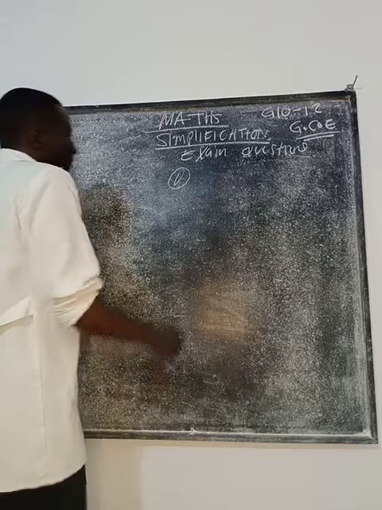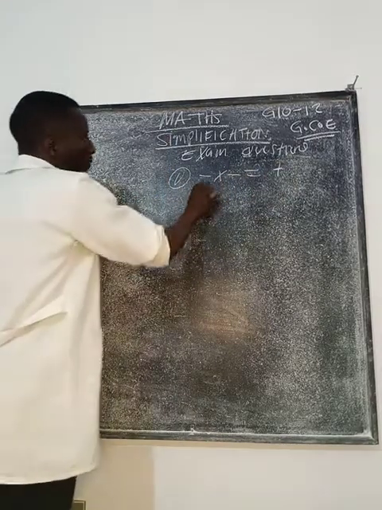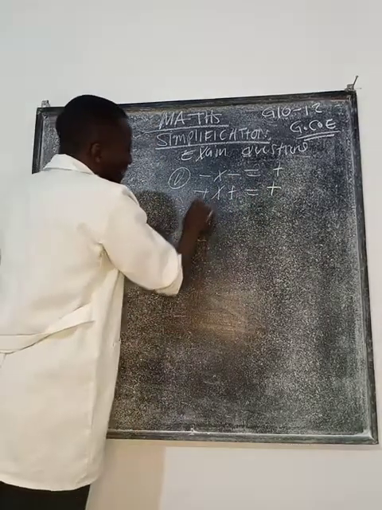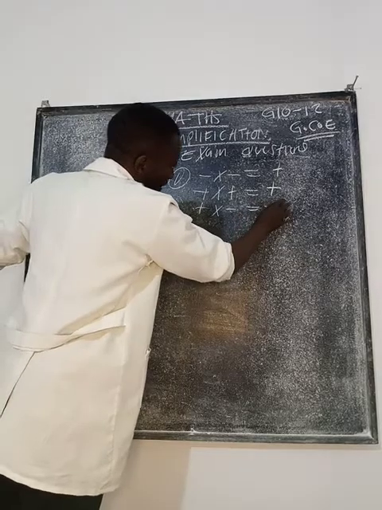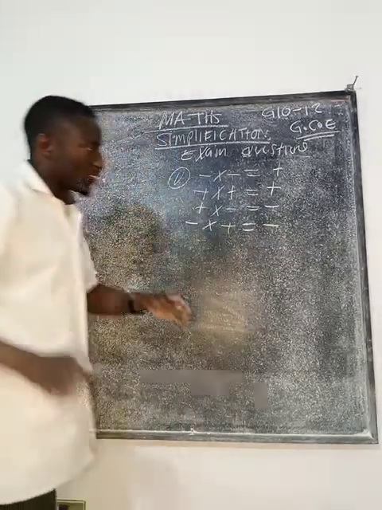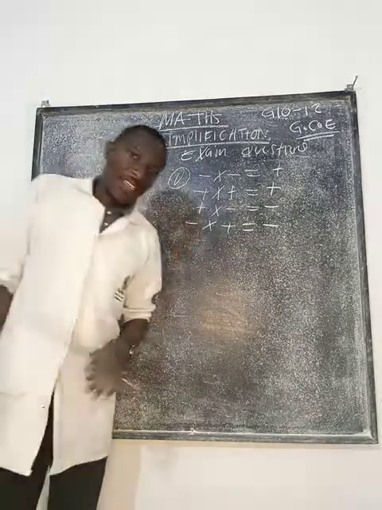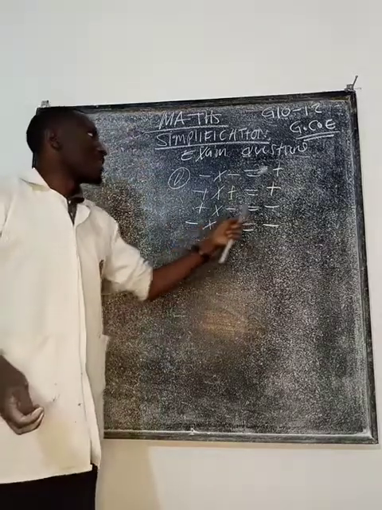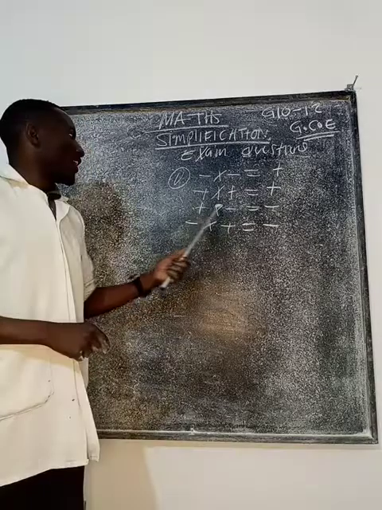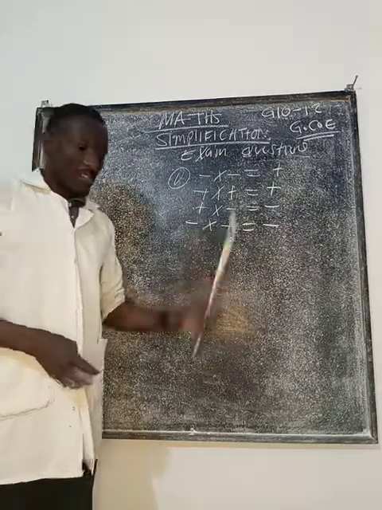We need to know the multiplication table. Negative times negative, what we get? Positive. We also need to know positive times positive, what we get? Positive. We don't get negative. And positive times negative, we get negative. And negative times positive, we still get negative. So mostly what I do, you just use the instinct to say when the signs are the same, a plus sign will come in. When they are different, the negative will come in.